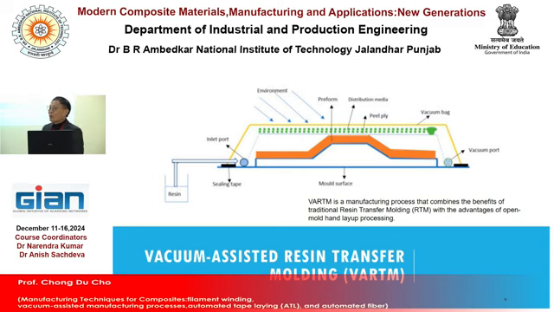But there is only one problem. That problem is actually the dimension. The final dimension is very difficult to control. So in order to make the final dimension accurate, the company that manufactures the product for Boeing or Airbus needs to show their ability. They need to get the final accurate dimension through VARTM.